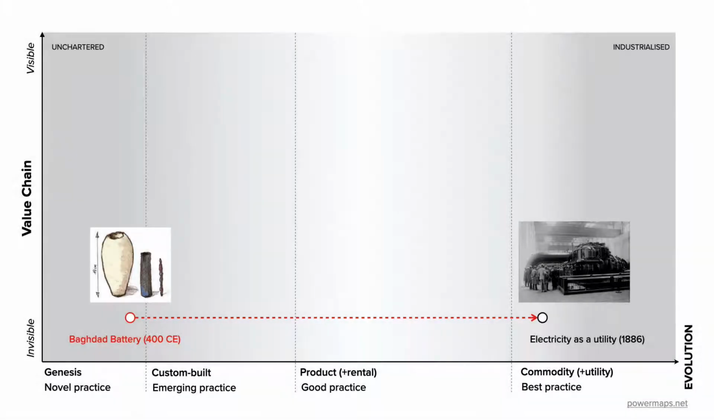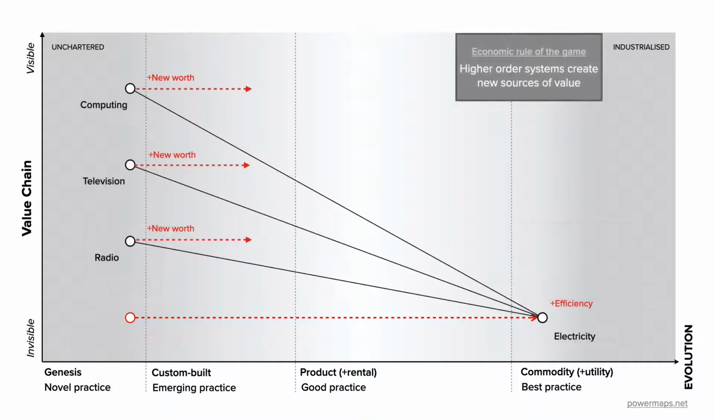For example, the first electrical current was generated by the Baghdad battery in the 4th century. And over a period of 1500 years, electricity evolved to become the utility service we all use today. Once a component has become more industrialized, higher order systems can be built upon it, especially if that component is provided as a utility service like electricity.